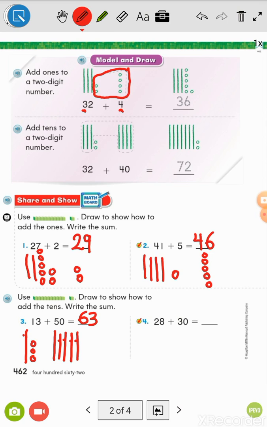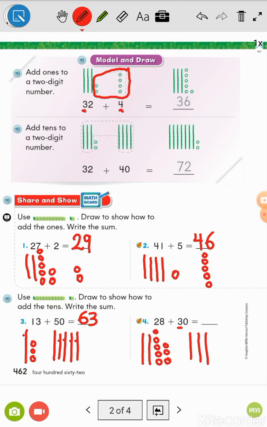28 plus 30. We are going to draw 28 as what? As 2 lines. And how many circles? 8 circles. 1, 2, 3, 4, 5, 6, 7, 8. Plus 30. How are we going to draw 30? We are going to draw 3 lines and 0 circles. 3 lines. 1, 2, 3. And how many circles? 0 circles.